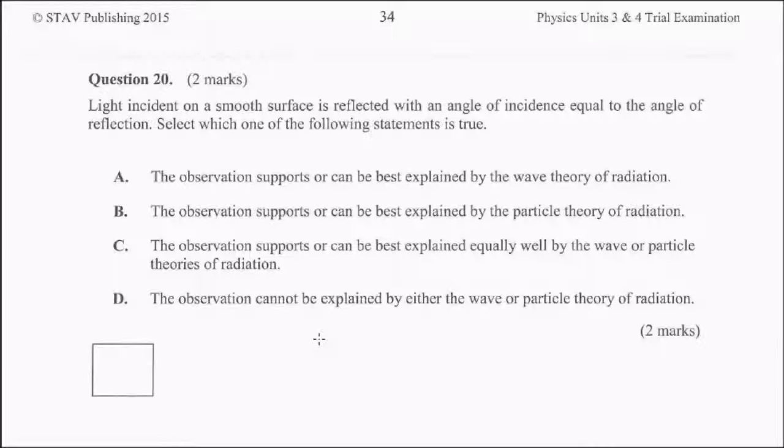Moving on, light incident on a smooth surface is reflected with an angle of incidence equal to the angle of reflection. Select which one of the following statements is true. Can be best explained by the wave theory of radiation, can be best explained by the particle theory of radiation, explained by both, or not explained by either. Now this is one that is explained by both. We can easily explain reflection in terms of either theory, so C is correct there.